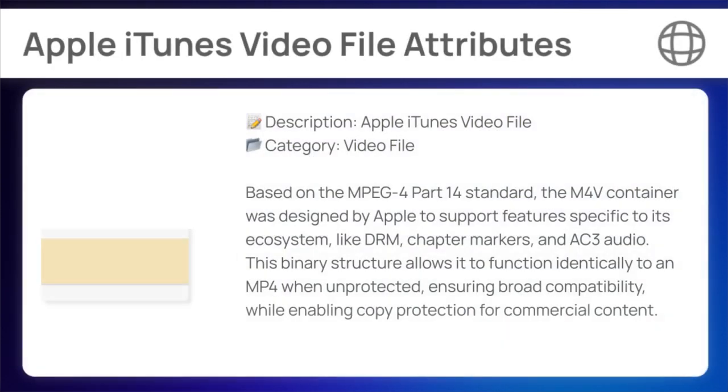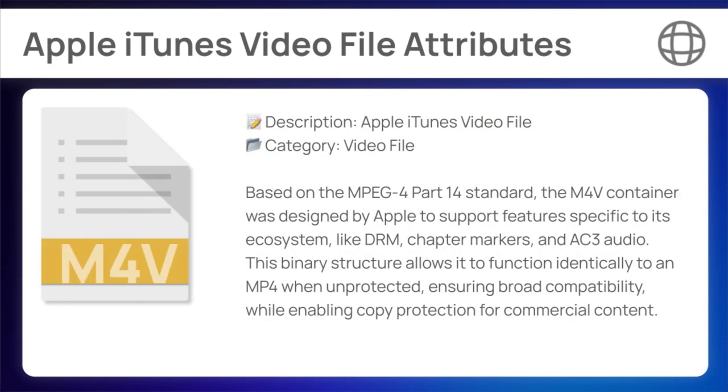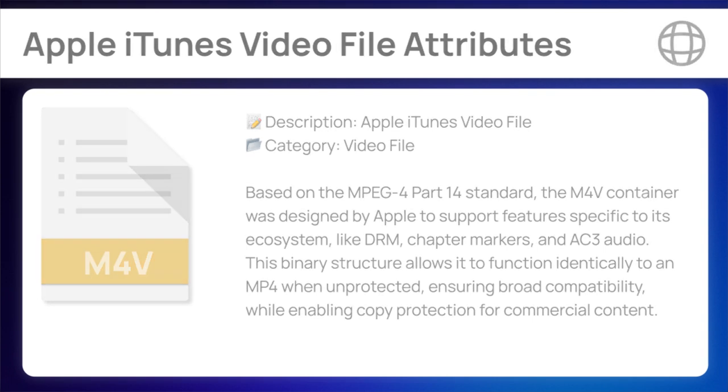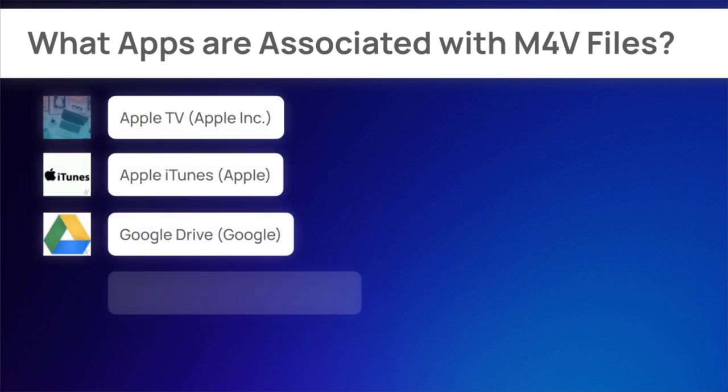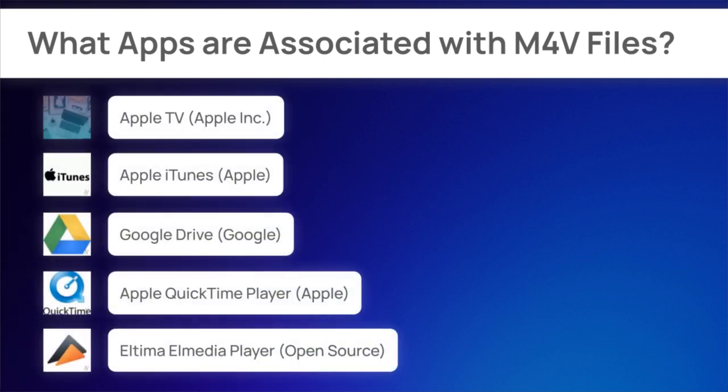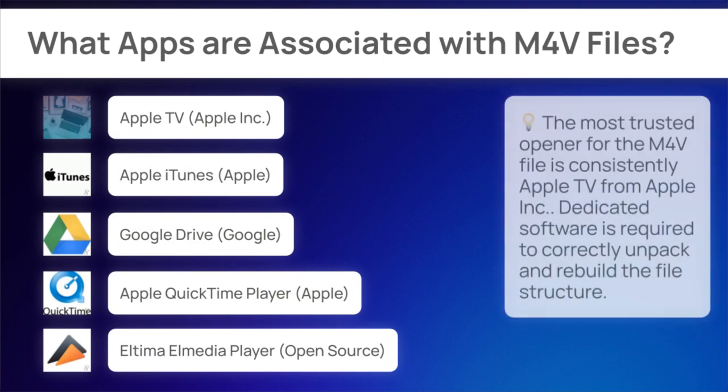Based on the MPEG-4 Part 14 standard, the M4V container was designed by Apple to support features specific to its ecosystem, like DRM, chapter markers, and AC3 audio. This binary structure allows it to function identically to an MP4 when unprotected, ensuring broad compatibility, while enabling copy protection for commercial content. The native handling utility for M4V files is Apple TV by Apple Inc. Dedicated software is required to correctly unpack and rebuild the file structure.